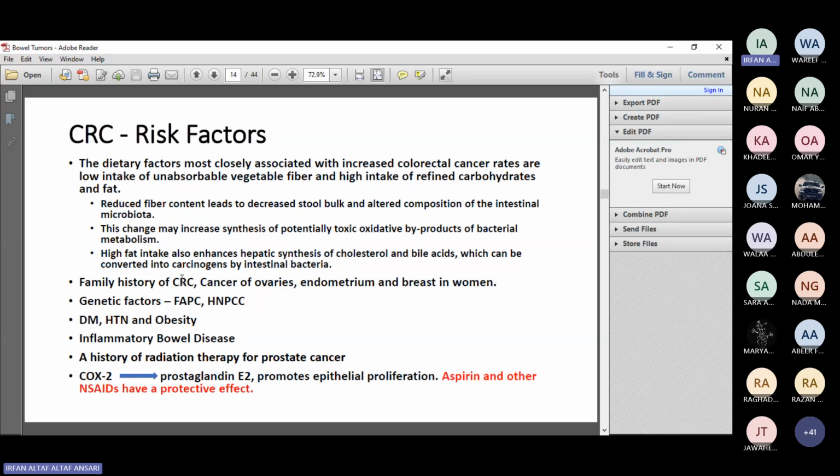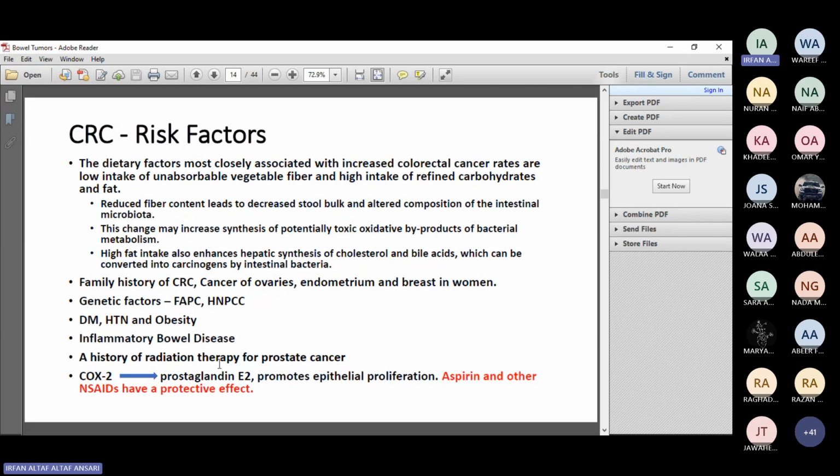Another risk factor is family history of CRC. If someone has colorectal carcinoma, or carcinoma of the ovaries, endometrium, or breast in women, they have a high incidence of colorectal carcinoma. Genetic factors, as we already discussed, FAP, HNPCC, we'll discuss in the coming slides. History of diabetes, hypertension, and obesity is also closely related to the dietary intake. Those who have an abnormal diet have diabetes, hypertension, and obesity, which in turn lead to increased CRC risk. Someone suffering from inflammatory bowel disease, especially ulcerative colitis, has a high risk of colorectal carcinoma.